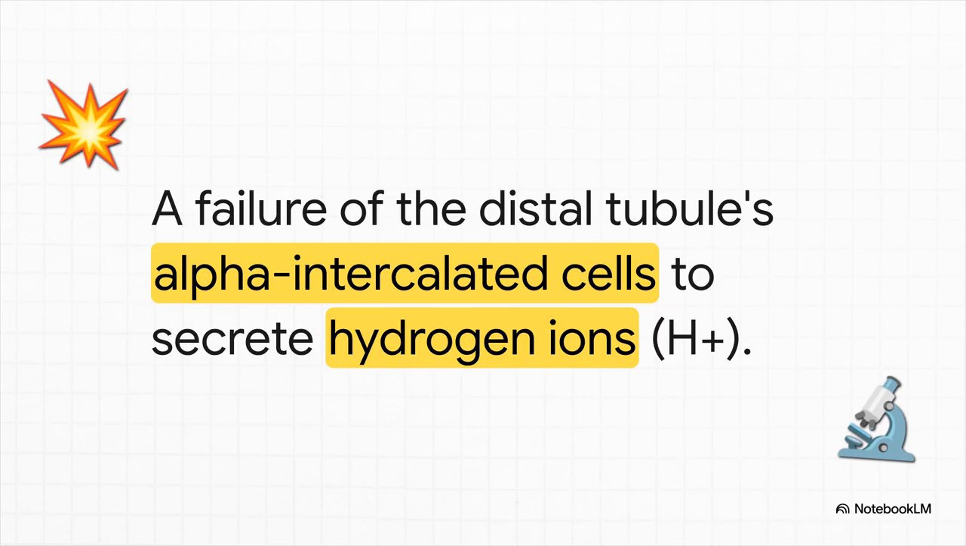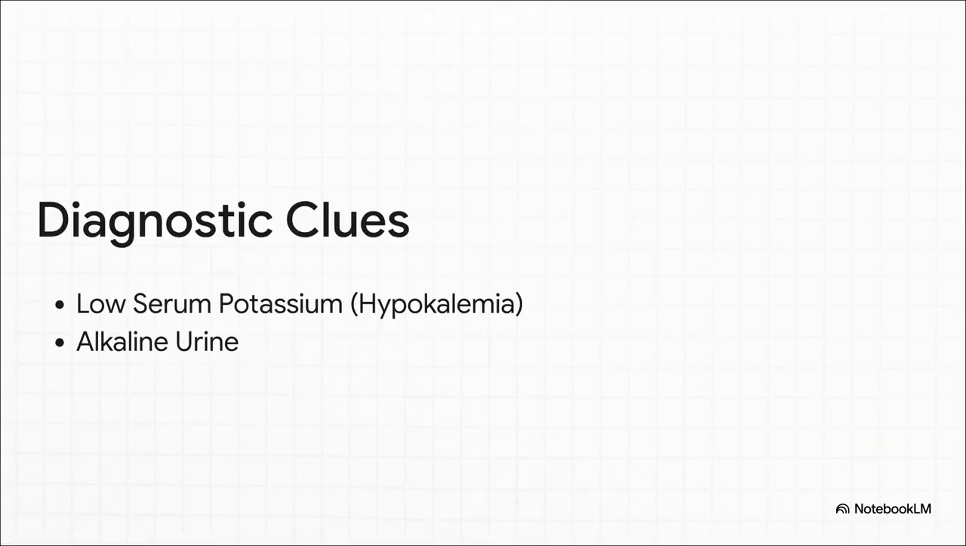Deep inside that distal tubule, there are these special cells called alpha intercalated cells. You can think of them like tiny little pumps, and their one job is to push hydrogen ions, which is really our acid, out of the blood and into the urine to be flushed away. In type 1 RTA, that pump is broken. Plain and simple.